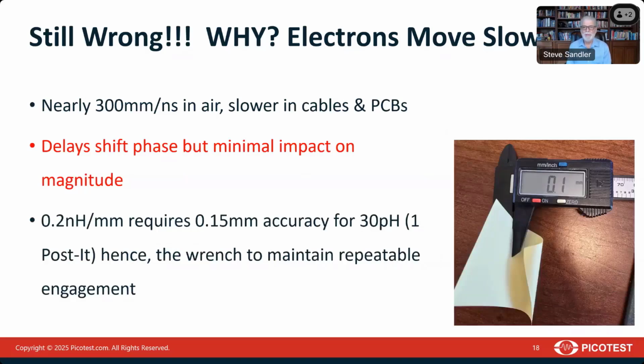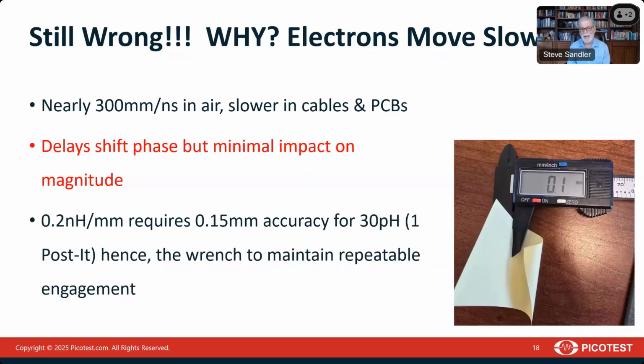After all of this, our measurements are still wrong. And how come? The reason is that electrons actually move relatively slowly. I mean, they move at roughly the speed of light, which sounds pretty quick, but electrically, that's not so quick. It's moving at about 300 millimeters per nanosecond. And delays shift the phase, but they don't really have an impact on magnitude.